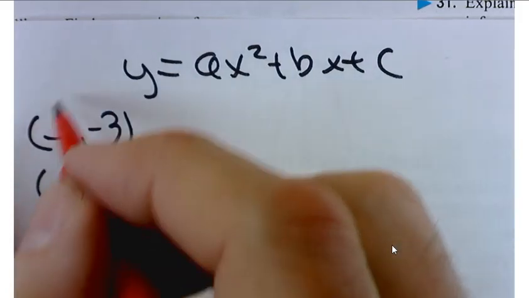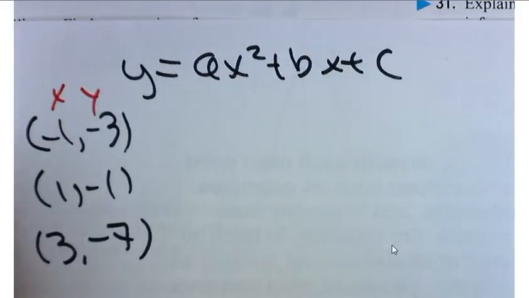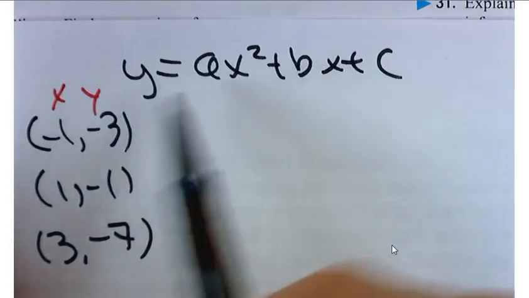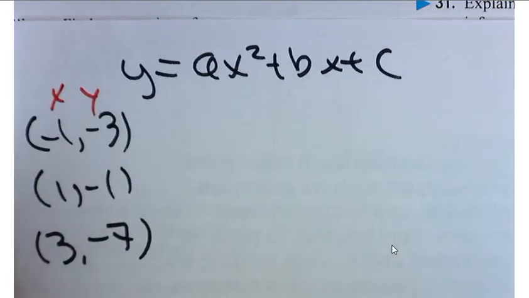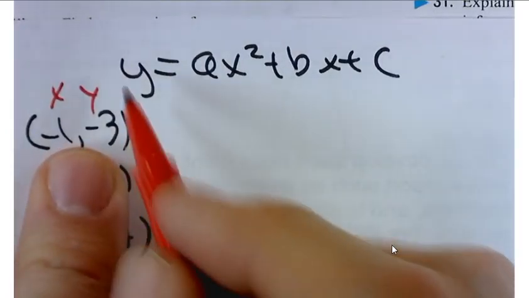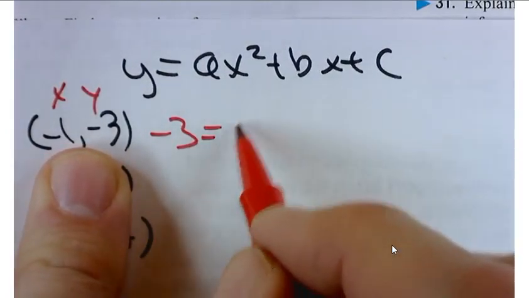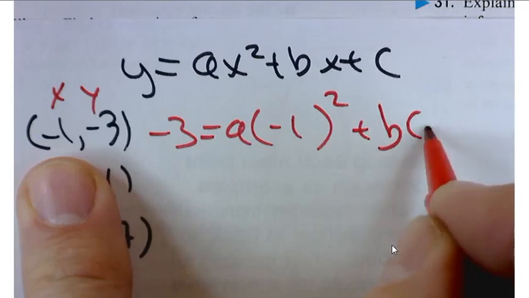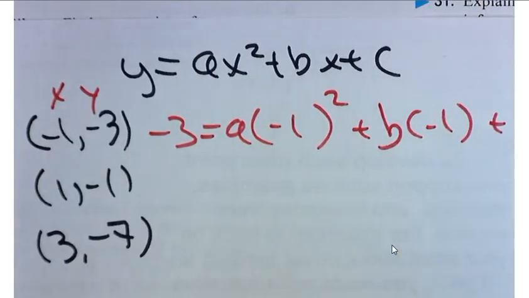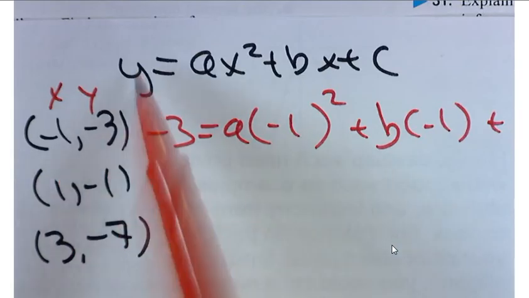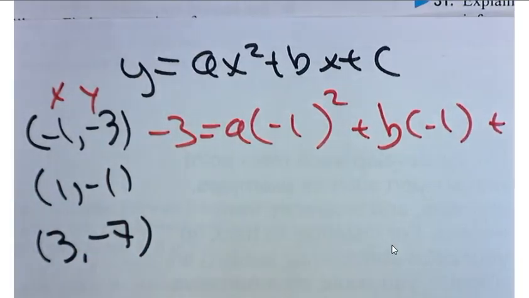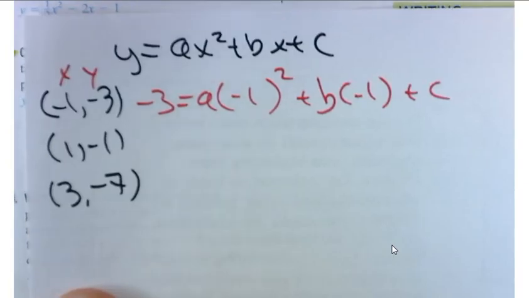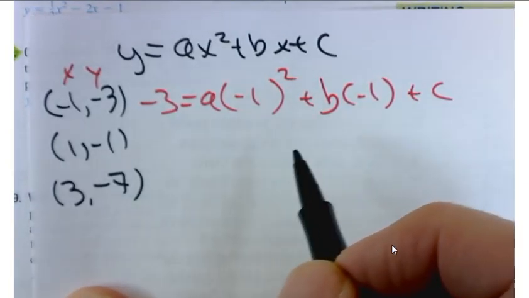Let's keep in mind that this is your x and this is your y. If this parabola is going to pass through these points, then these points all fit in this equation. So how does that work? Well, negative 3 should equal a times negative 1 squared plus b times negative 1 plus c. So what did I do? I just put in negative 3 for y and negative 1 for x. Now we'll go back and clean that equation up in a minute.